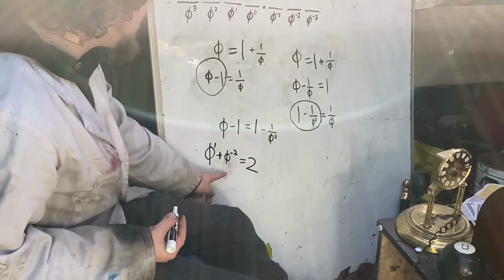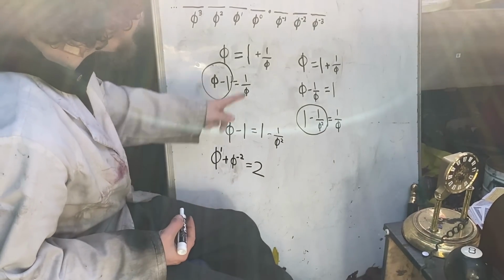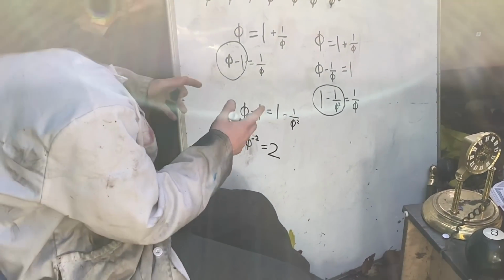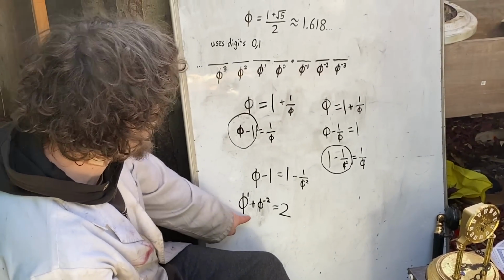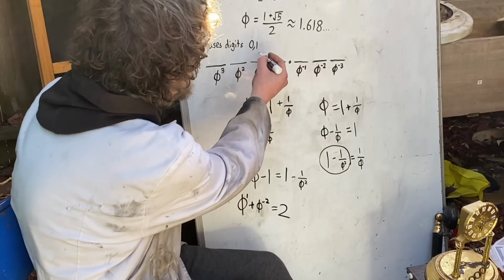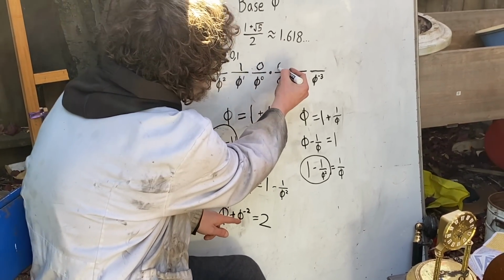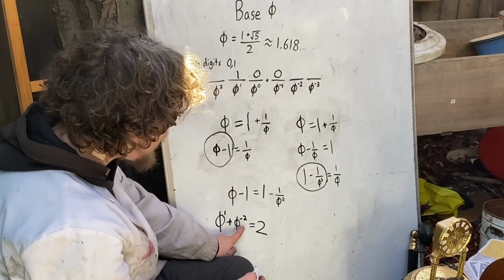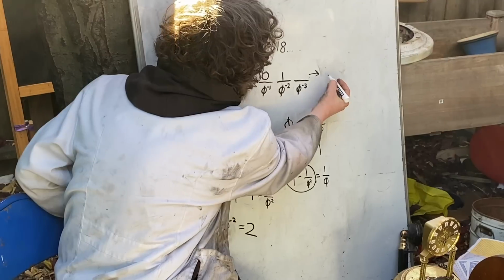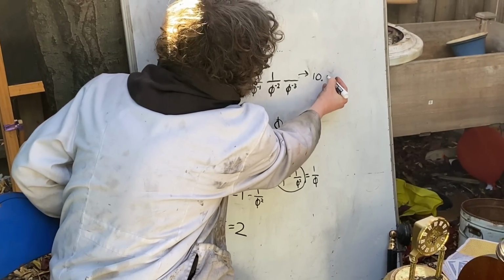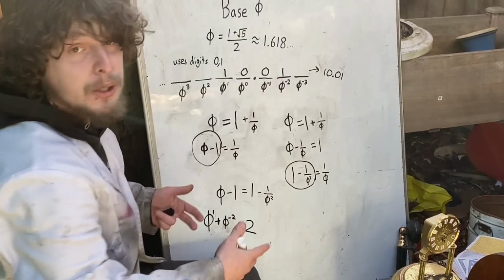And now we have a way to make the number 2 using distinct powers of the golden ratio. Meaning if we wanted to write the number 2 in the golden ratio base, I can put a 1 on the spot that has golden ratio to the first power, a 0 on the ones that we didn't use, and a 1 on the spot that had golden ratio to the negative second power. So it would be written as 10.01. That's how the golden ratio base writes the number 2.